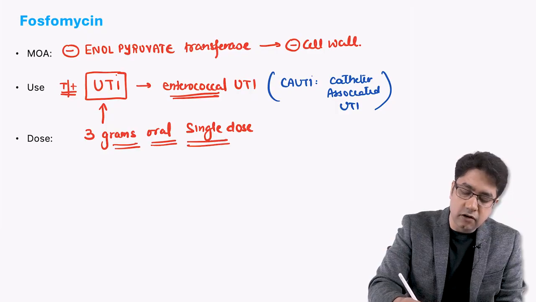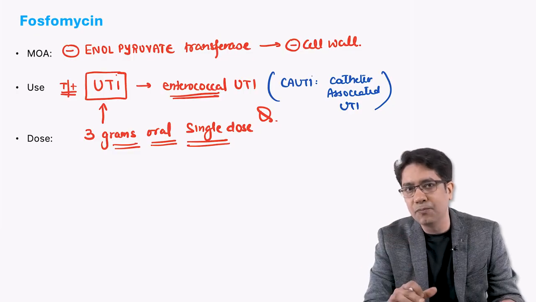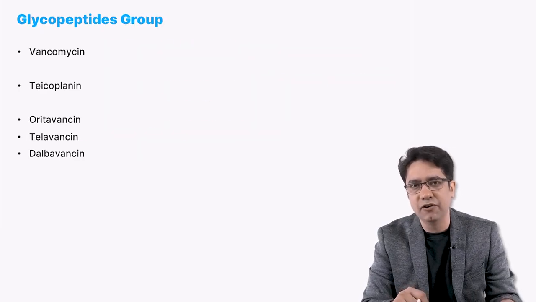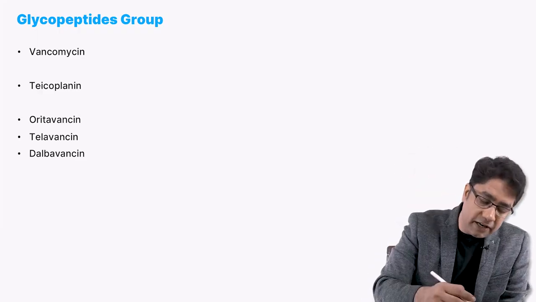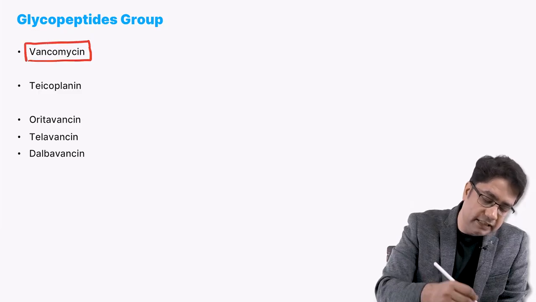So after fosfomycin, the last group of cell wall synthesis inhibitor is a very important group, glycopeptide group. And in glycopeptide group, we have a very famous drug name, vancomycin.